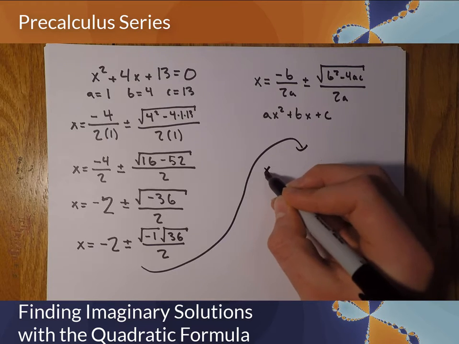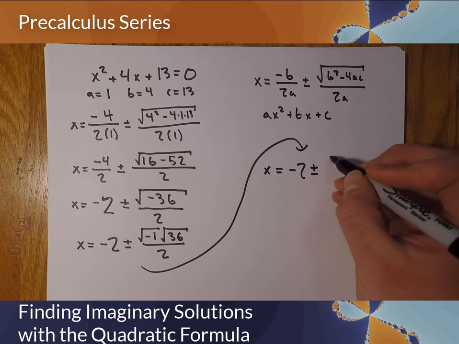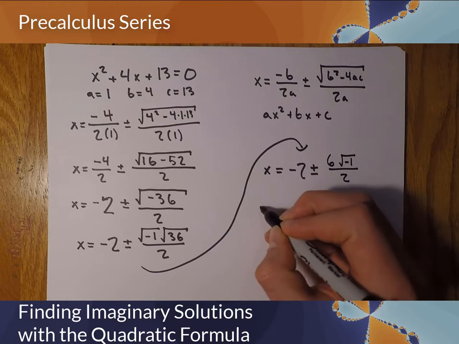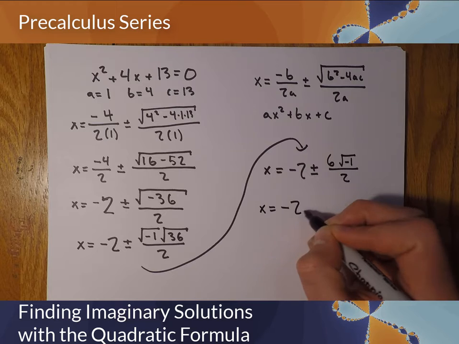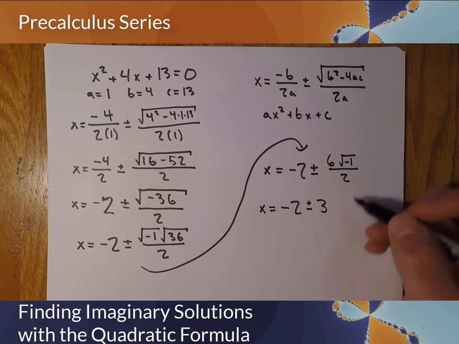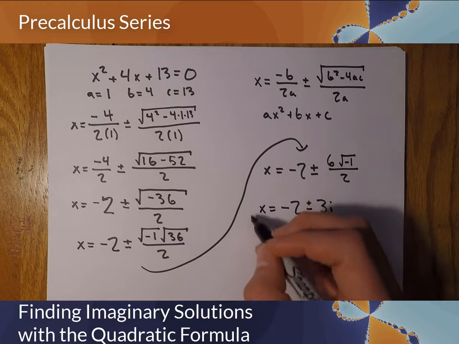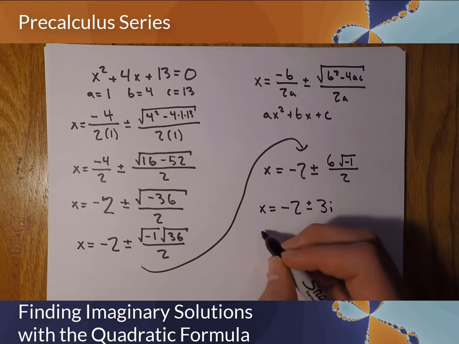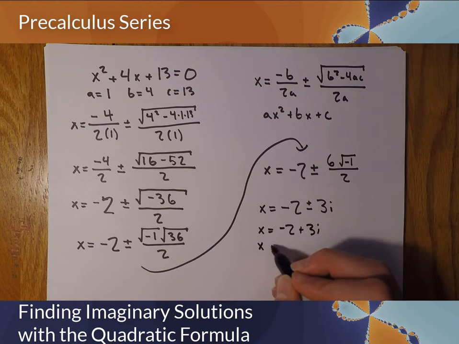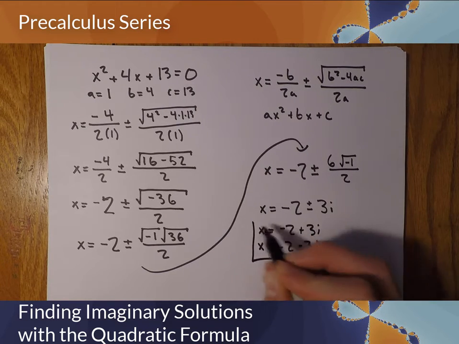And so now we have x equals -2 plus or minus the square root of 36, so that's 6, times the square root of -1, over 2, which simplifies to x equals -2 plus or minus 3, and then you can rewrite the square root of -1 as i. And so these are your two imaginary solutions. So one imaginary solution is -2 plus 3i, and your other imaginary solution is -2 minus 3i.